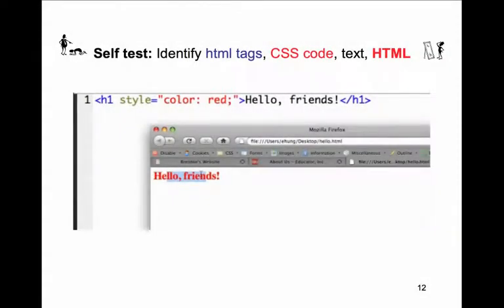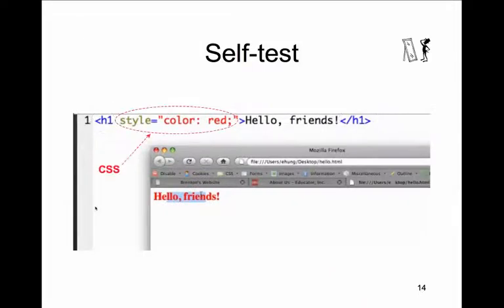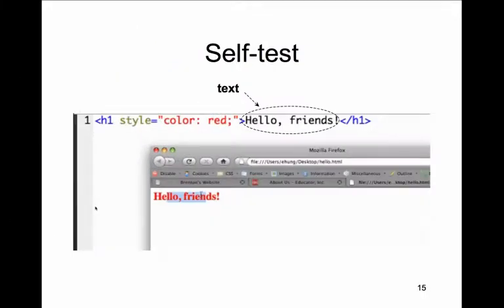Self-test. Identify the HTML tags, the CSS code, the text, and the HTML code. The HTML tags are colored blue. The H indicates that the text is a heading, and the number 1 indicates the size to display the text. The CSS code indicates the color of the text. Hello Friends is the text that is marked up in this example. The browser, Mozilla Firefox, reveals the web page.